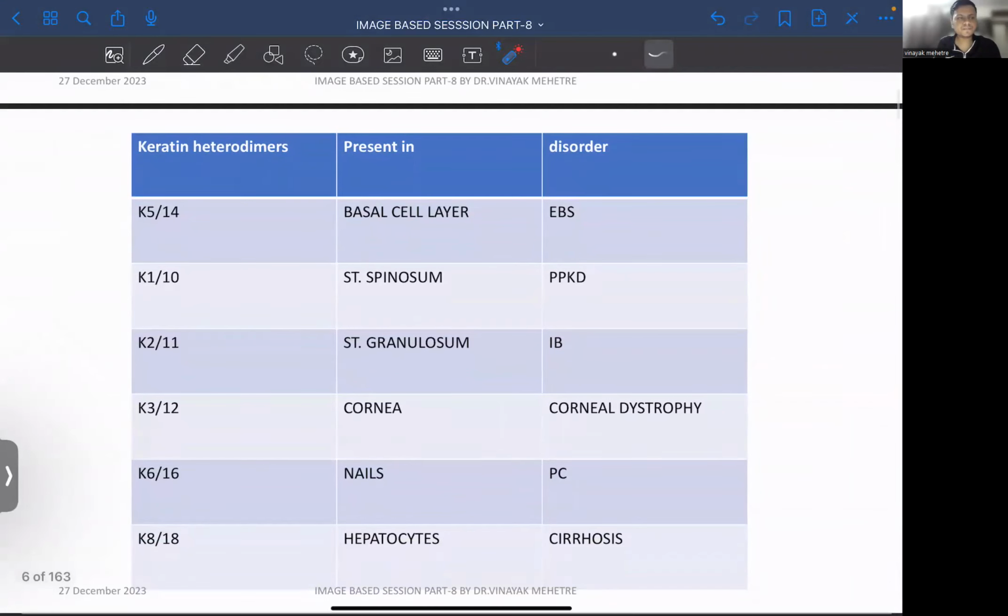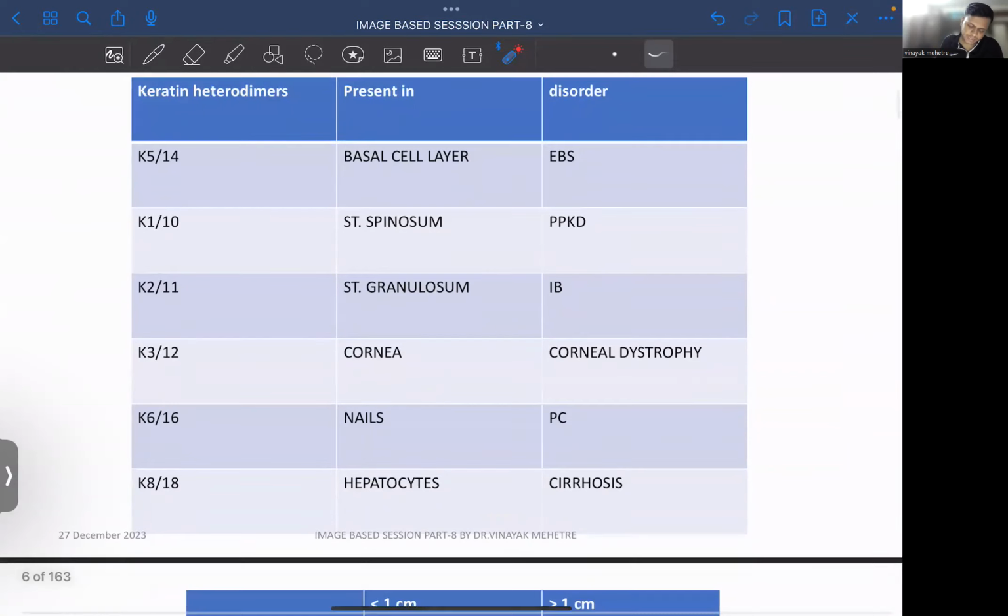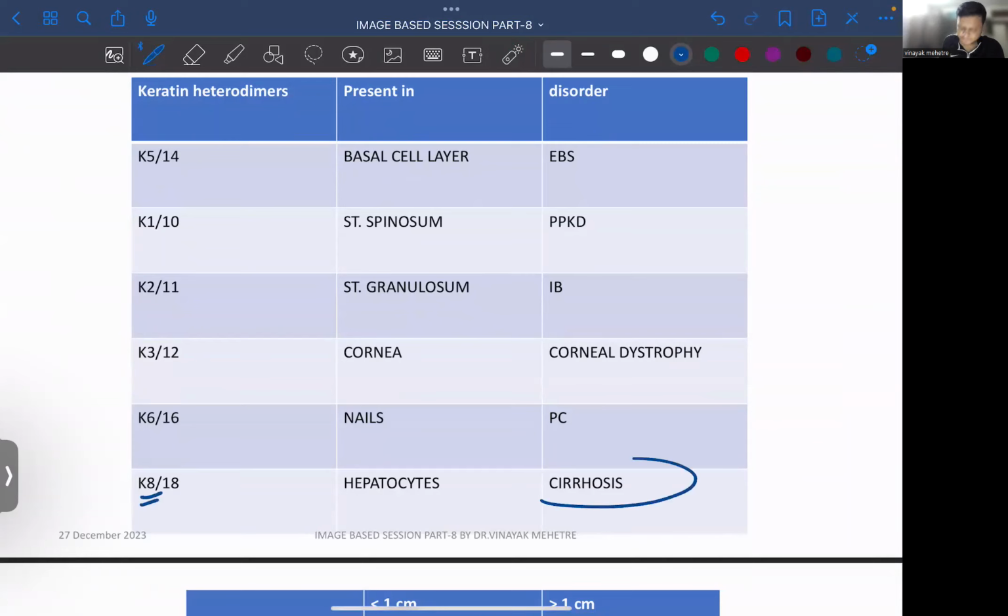Then there was a question: which keratin is defective in liver disorder? The keratin which has been asked is keratin number 8. Liver cirrhosis. Okay, K8. If K8 is not in the option, then you should go for keratin number 18. Right, keratin number 18. Now I will ask some basic questions about the lesions on skin.